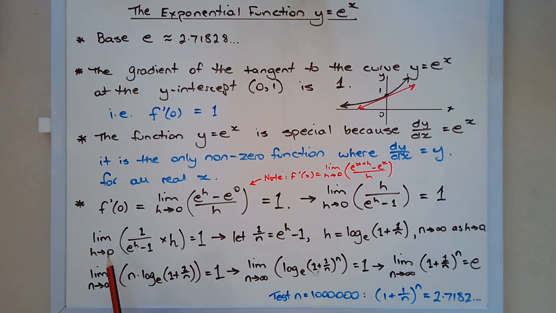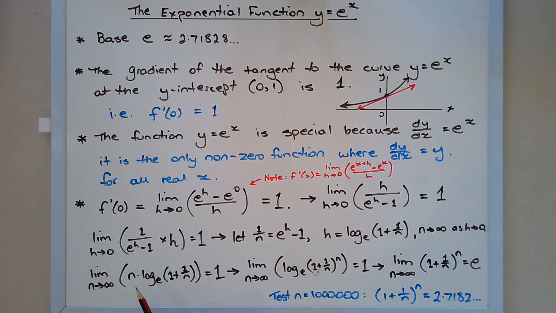Now also the limit changes as well. As h approaches 0, n approaches infinity. So in other words, instead of h approaching 0, it's replaced with n approaches infinity. Now if we substitute the equivalent expression in n for 1 on e to the h minus 1 times h, we have n times the log to base e of 1 plus 1 on n, and that's still equal to 1.